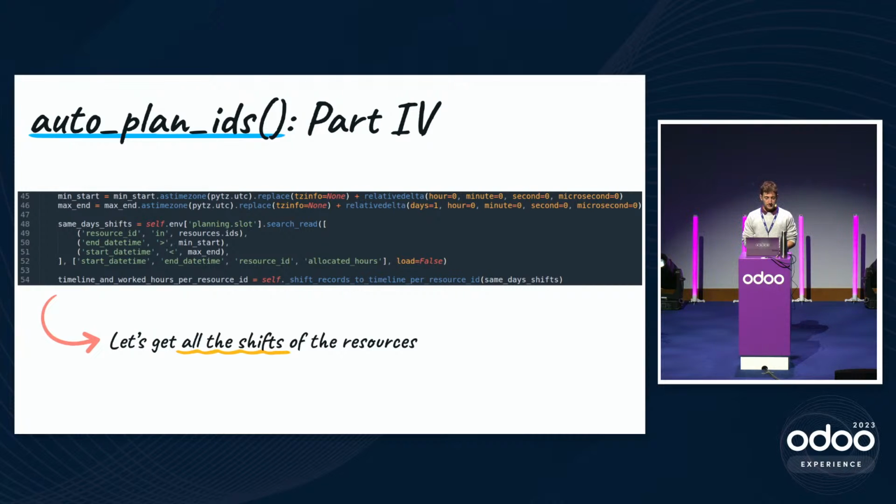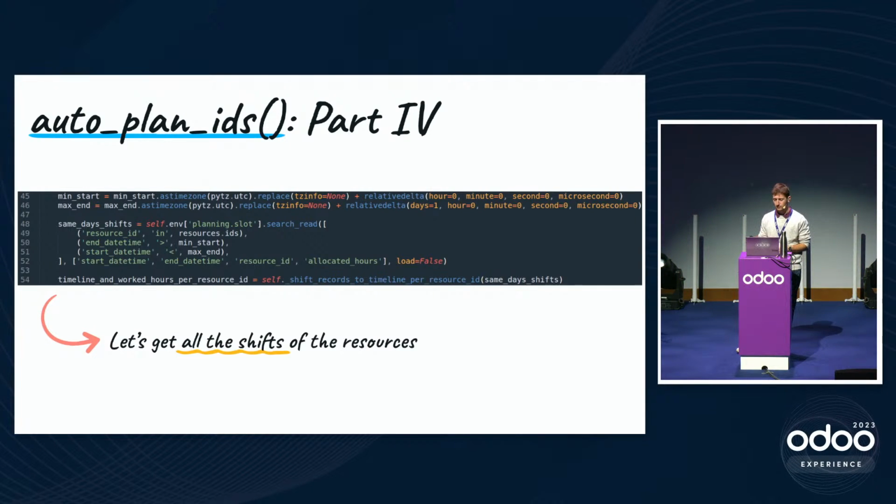So now that we have all the resources and all the open shifts, let's get all the shifts that belong to these resources. We do that by changing the min start and the max end variables, and we add one day to the max end. Then we search through all the planning slots that belong to the resources we have already gathered, and they are between the min start and max end.